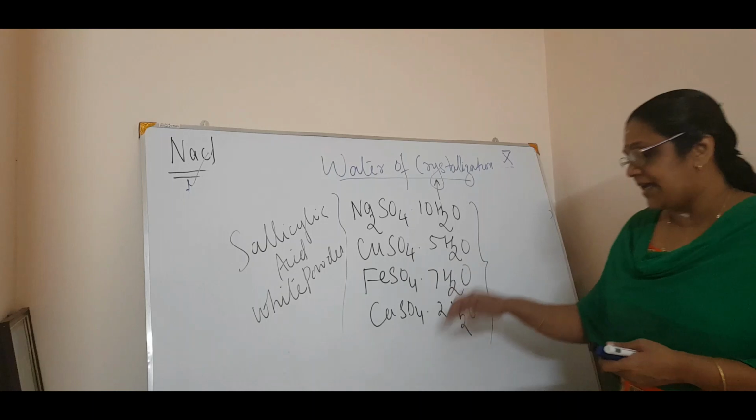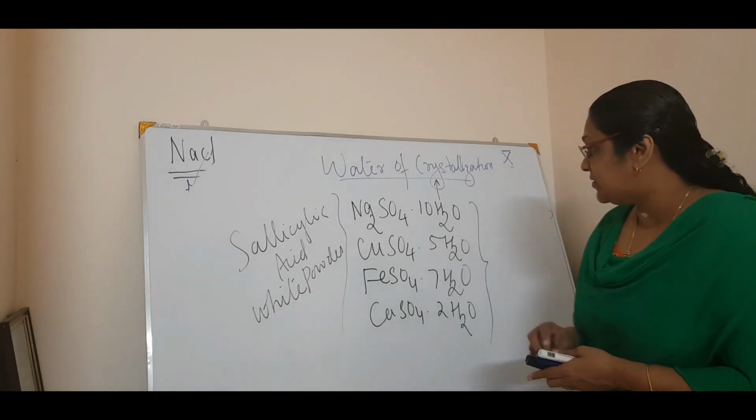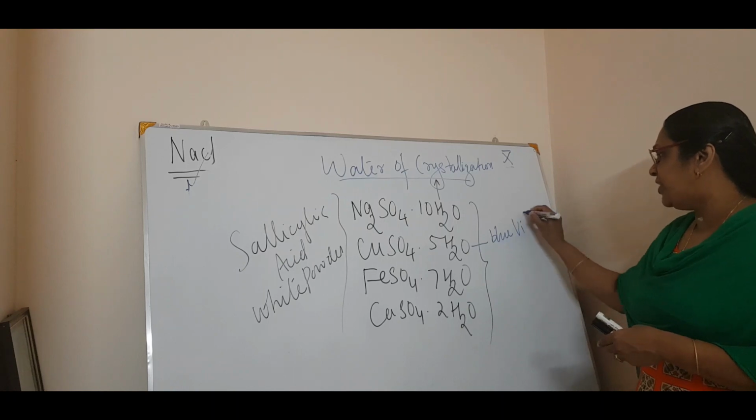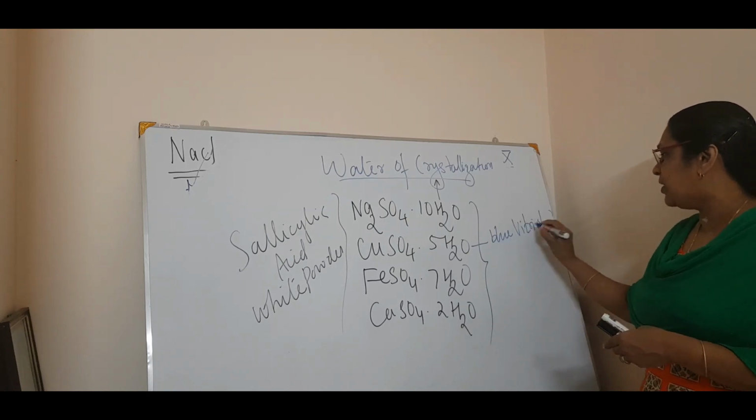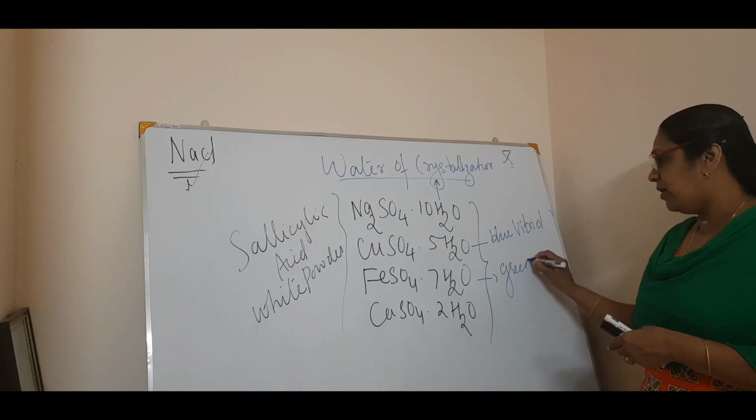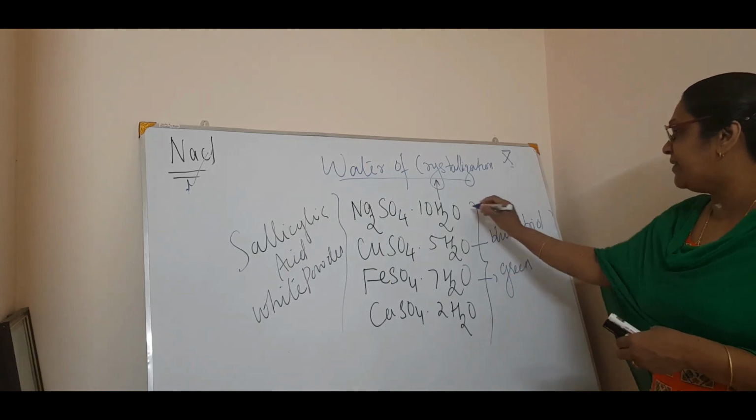Okay. For that, there is one activity. This is called blue vitriol. Just for information, in chemistry you call it blue vitriol. This is green vitriol. And this is white vitriol.